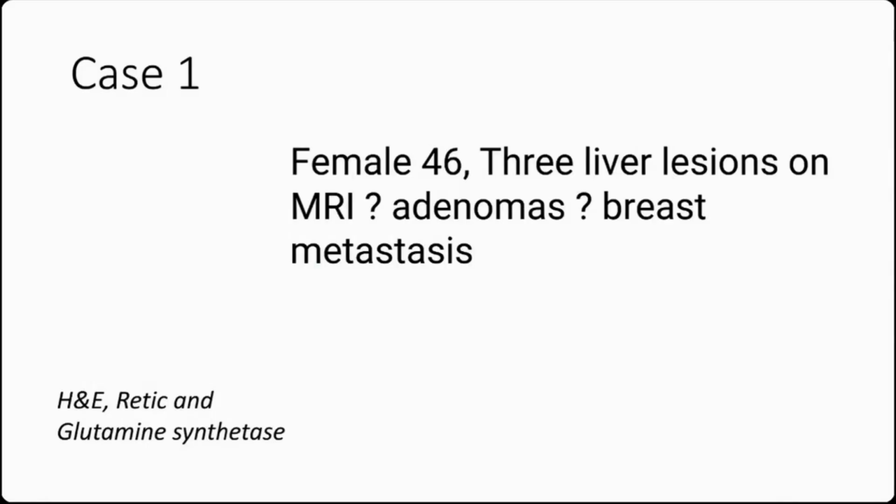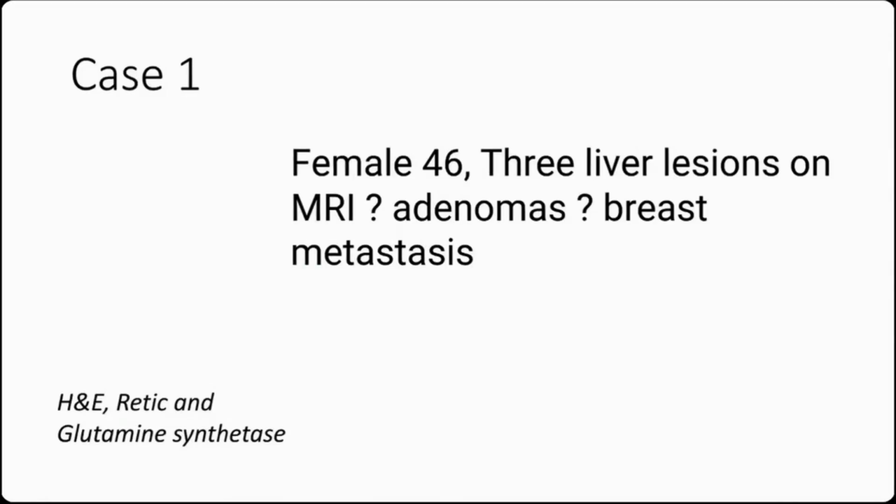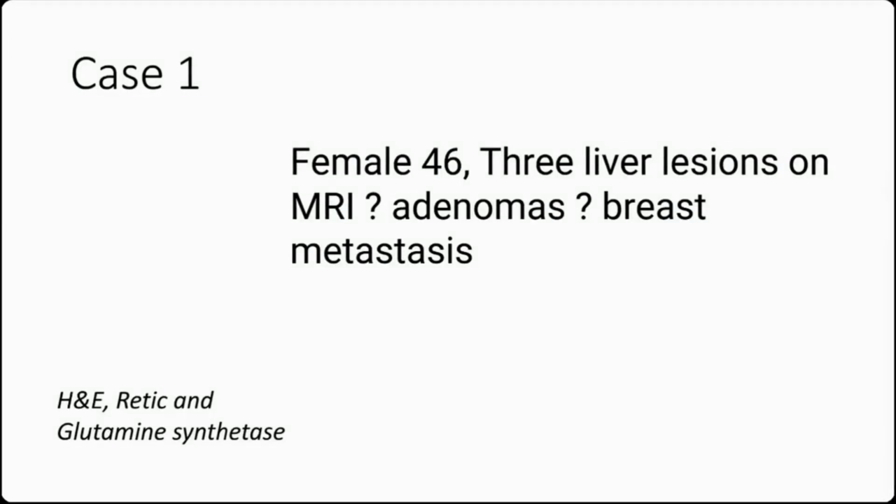So I thought to highlight the use of all these stains, we'd have a look at a few cases and see how the immunostaining and the reticulin and the morphology changes between them. So this is case 1. This is a female of 46 who had 3 liver lesions on MRI. She was known to have a history of breast cancer, and they were worried whether she had metastatic breast cancer.